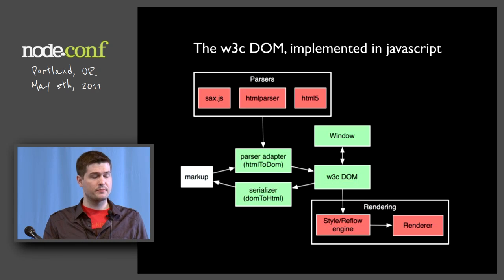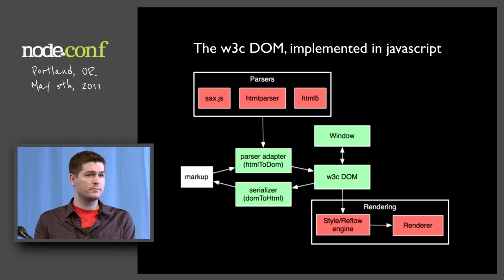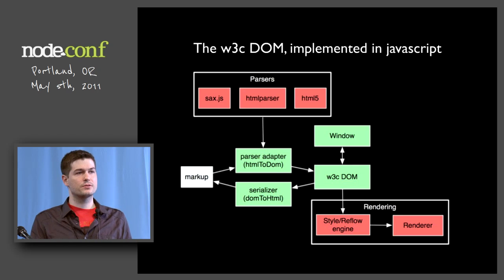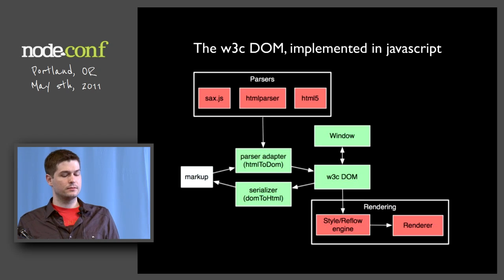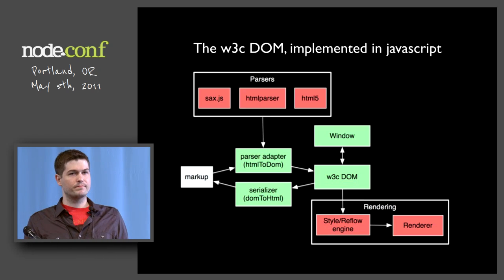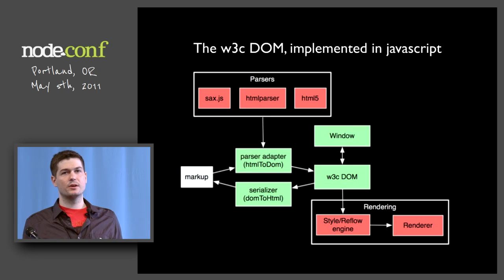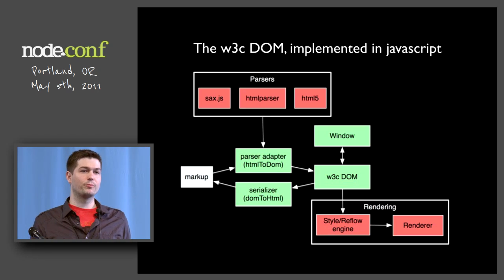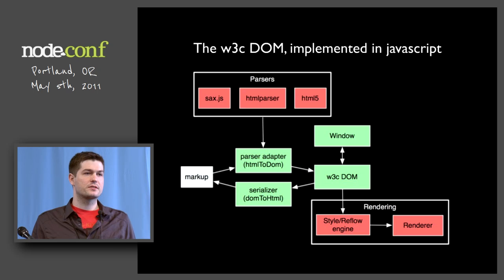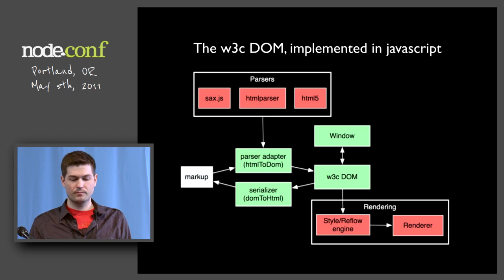Also, something I should mention is the parsers in red up there. There are 3 of them, and they go in order from fast but very strict to slower, and they deal with more messed up markup. So if you wanted to scrape the wild web, you would probably use the HTML5 parser. But if you're just trying to do XML, you'd probably use SAX.